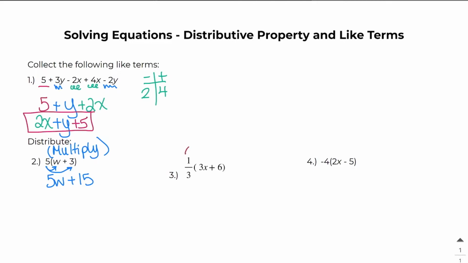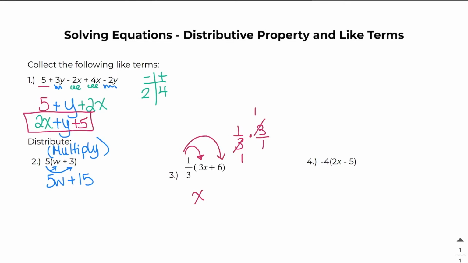In number 3, I would distribute 1/3 to 3x. So I want to multiply 1/3 by 3 over 1. Now the 3's cancel, they both become 1's. So I end up getting 1 over 1 or just 1. So I would get 1x. Now this 1 right here in front of this x is not necessary. So we typically would just say x, again, because x and 1x are the same thing.